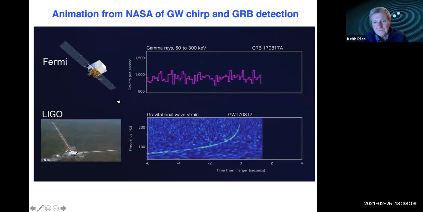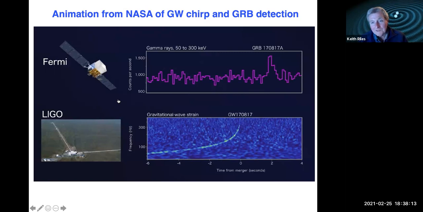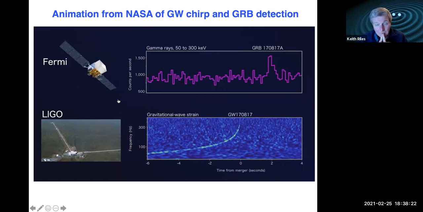There's a chirp, and there's a signal on the Gamma Ray satellite about 1.7 seconds later. So these are signals that traveled over 40 million parsecs, well over 100 million years. And they got here within 1.7 seconds of each other.